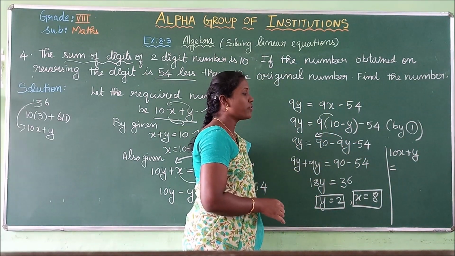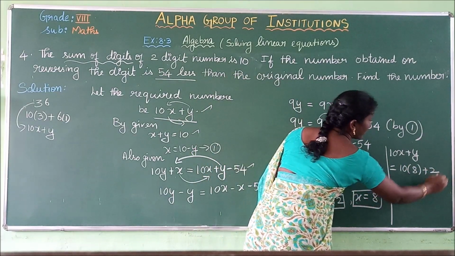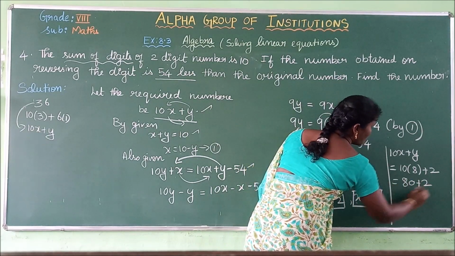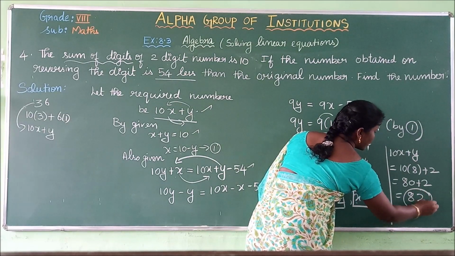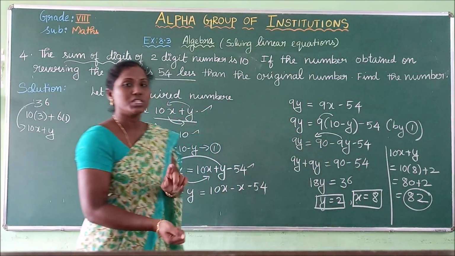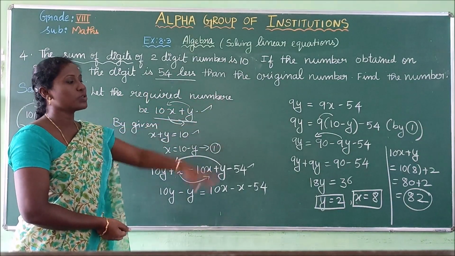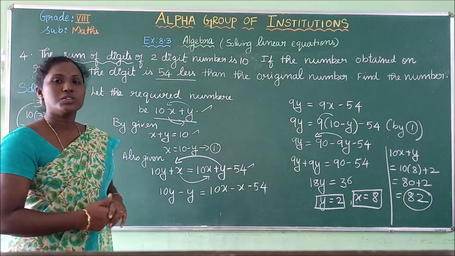So substitute the value of x. So 10 into 8 plus the value of y, which is 2. What is 10 into 8? This is 80 plus 2, which is equal to 82. We got the final answer as 82. That is the 2-digit number described in this question. For that number only they gave the two conditions and we got the 2-digit number finally as 82.